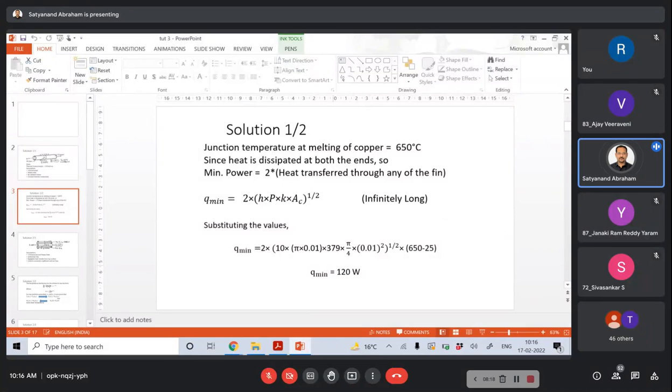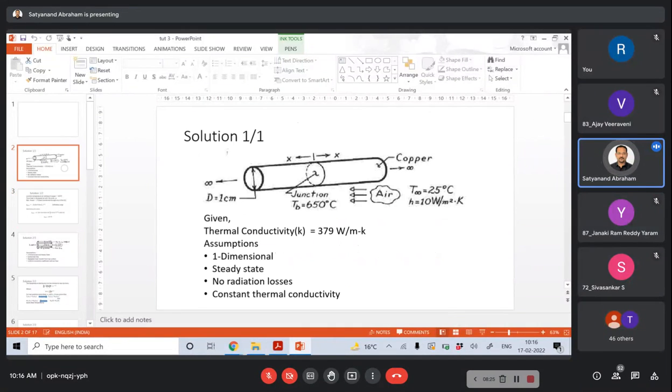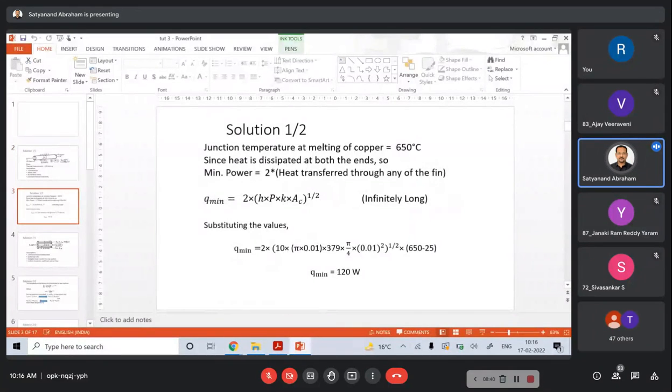So from here you can calculate the minimum power given. The catch is that you must realize that the soldering is being done at the center, and we are talking about a fin on both sides. That is how you can tackle this problem. Is that okay? Is that clear?